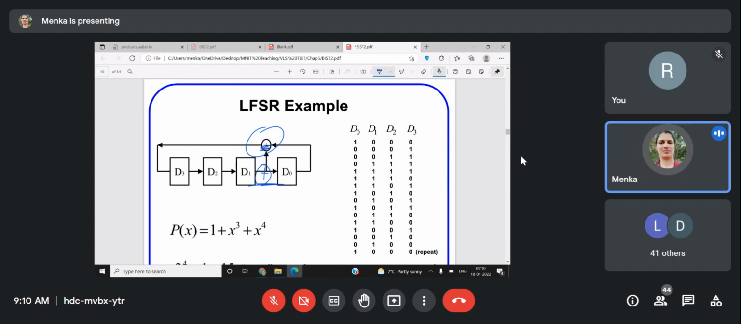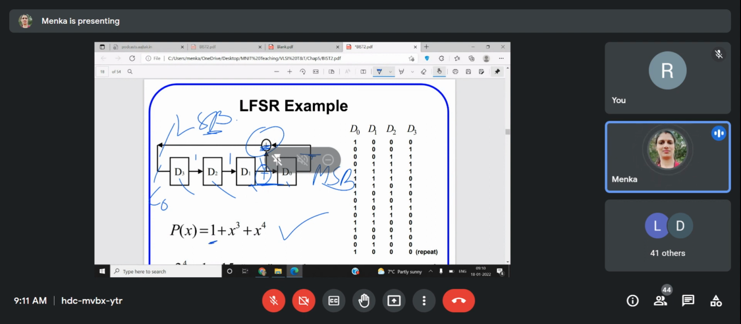So how to calculate the polynomial represented by LFSR? This is the way. You will start from here: C0, C1, C2, C3, C4. And the number of flip-flops is the exponent degree. So here this one is your MSB, and this C0 is your LSB of your polynomial. So LSB is starting with x raised to power 0.